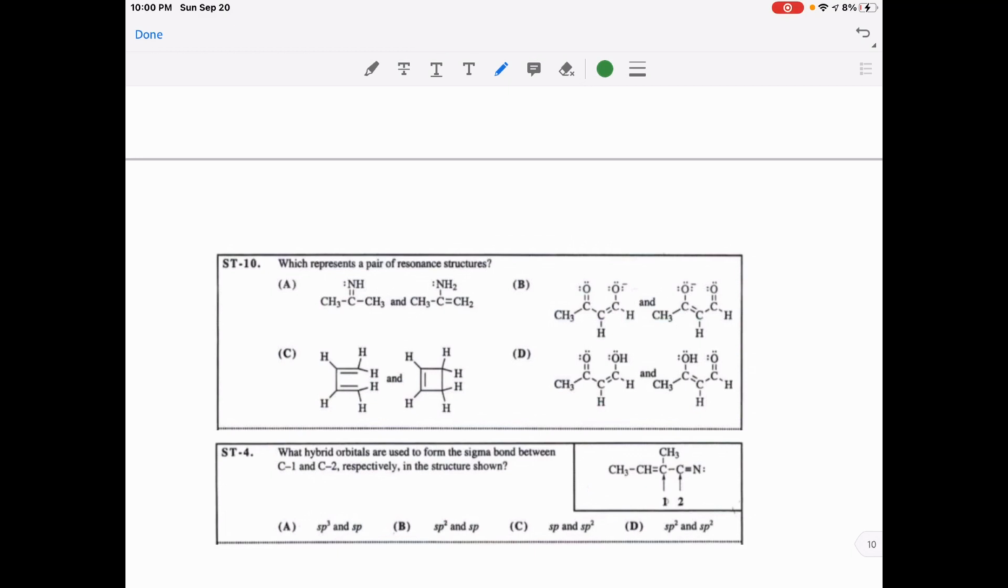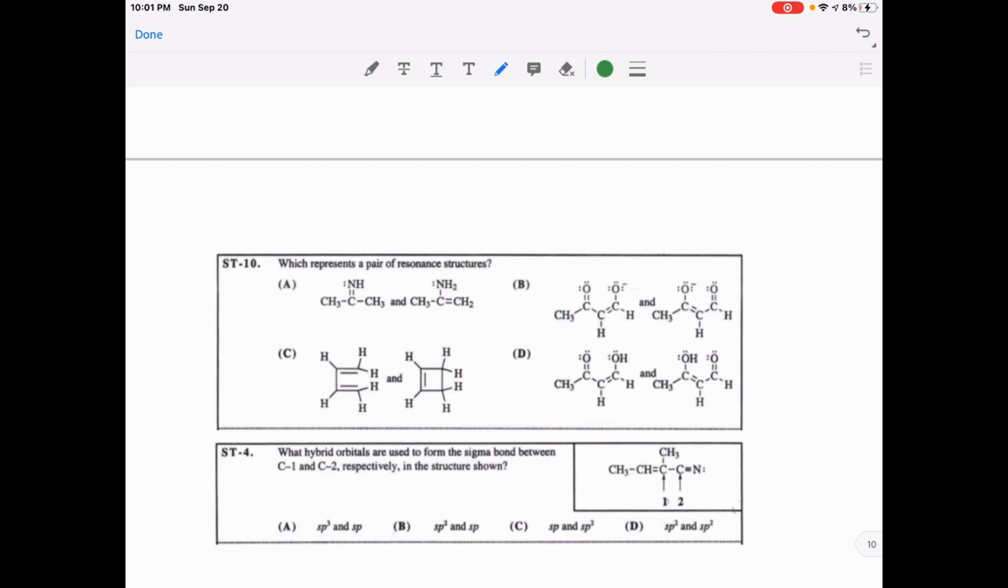So we have reached our final 2 problems of this review session, and these 2 problems are pretty simple, but they do cover important concepts that you need to really have in your mind, and these are concepts that we have reiterated throughout this review so far. So for the first problem, it asks us to identify a pair of resonance structures.